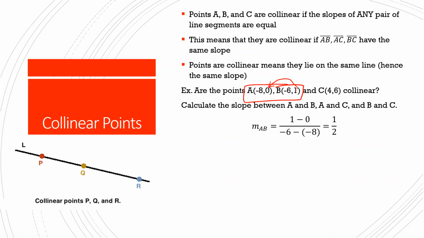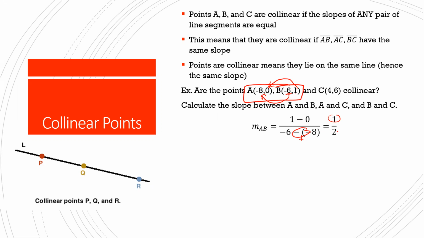So 1 minus 0, which gives us 1. And then I have negative 6 minus negative 8. And be really careful with the calculation here. Negative 6 minus negative 8. When you subtract the negative, you actually add, so you end up with positive 2. So I end up with 1 divided by 2, which is 1/2.